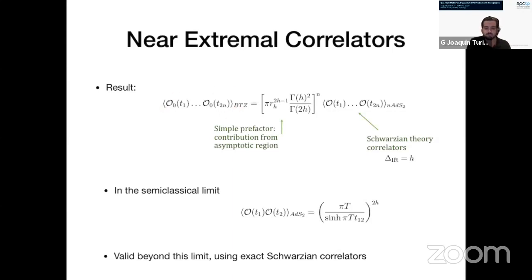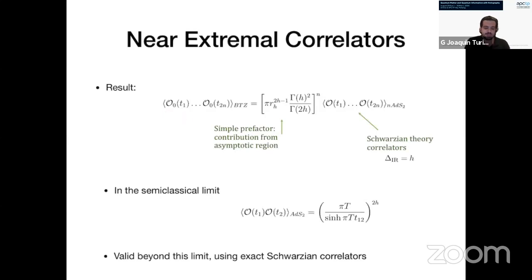correlators in the BTZ geometry are very simply related to the correlators computed in AdS2. And the only difference is a simple prefactor that comes from the contribution in the asymptotic region. And this is computed by the Schwarzian theory with IR dimension given by the UV dimension, so h is the, well, okay.